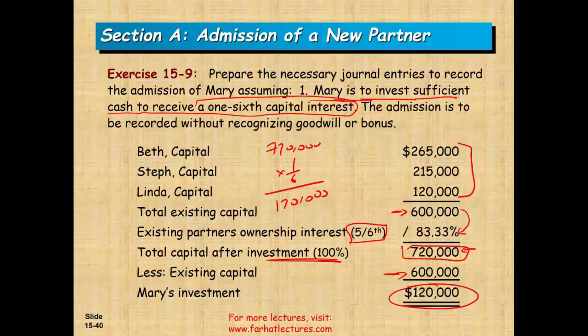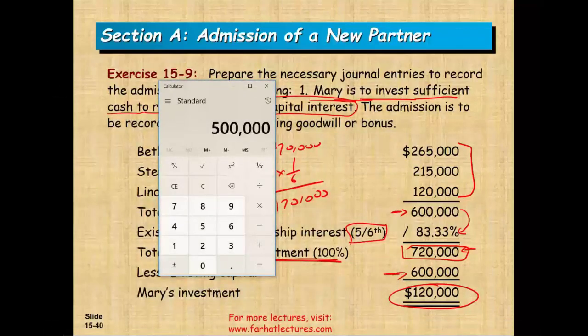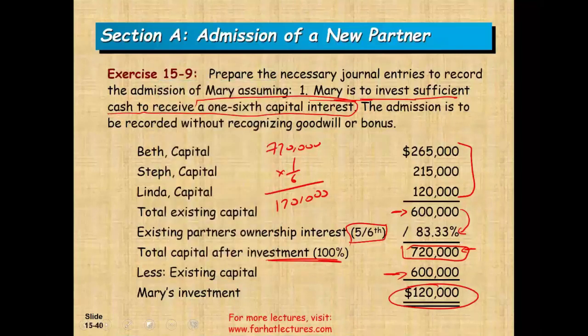Okay, so basically Mary is getting 1/6 of the company. Okay, one more time. But first we needed to find out how much the company is worth. So 1 divided by 6 equals 16% times 720. And Mary will need to invest 120,000 to receive 1/6 of the business. So that's the deal. You invest 120, we'll give you 1/6. Right now the company is worth, based on your admission, 720.